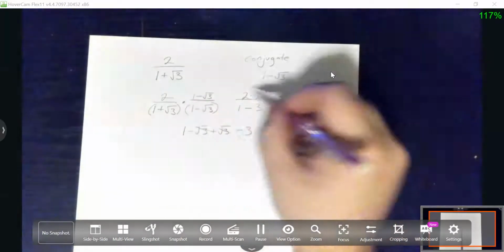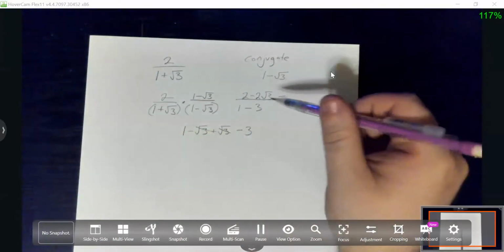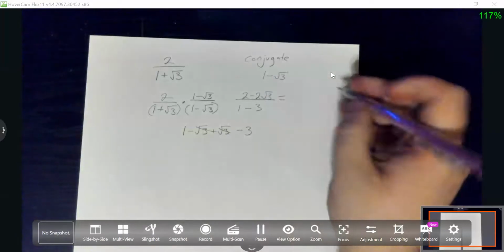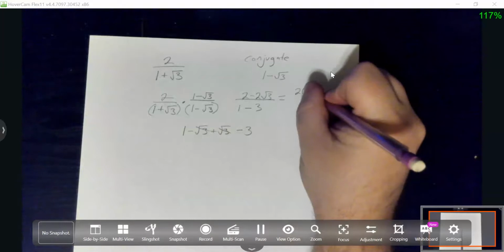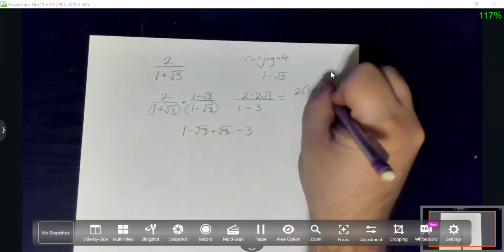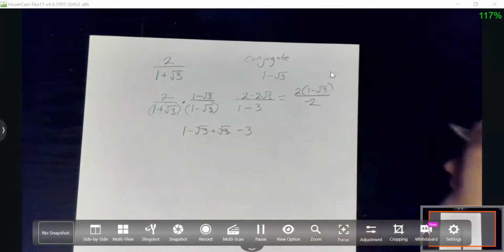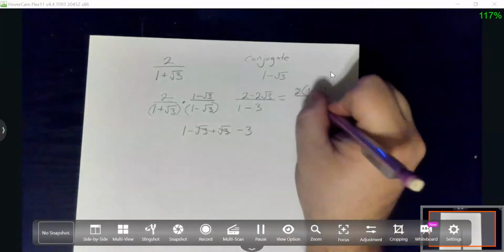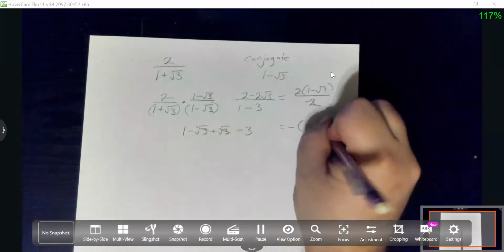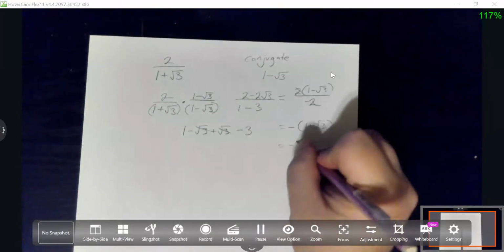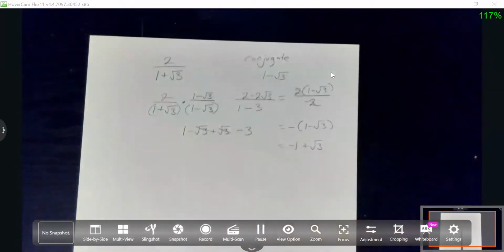Sometimes it can be helpful to not distribute the 2 across the top at first. This is a case where that would have been true. So if I left it outside, we would have had 2 times 1 minus root 3. Down here on the bottom, we now have negative 2. 2's cancel, and we get negative 1 minus root 3. And that'd be negative 1 plus root 3. So this is now rationalized. There's no odd things happening in the bottom anymore.